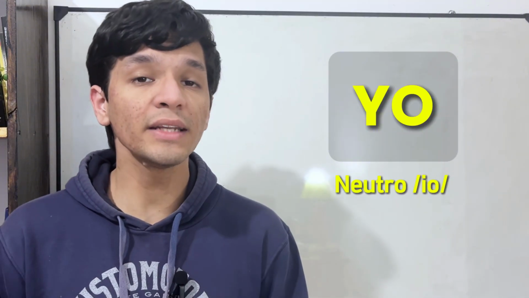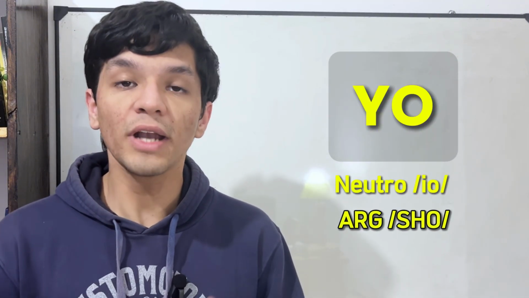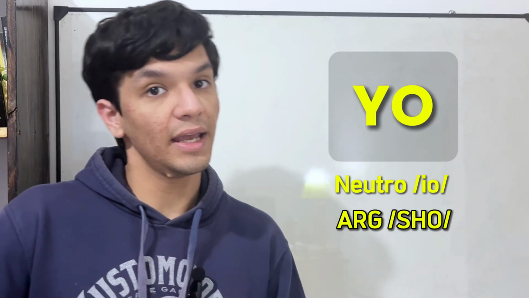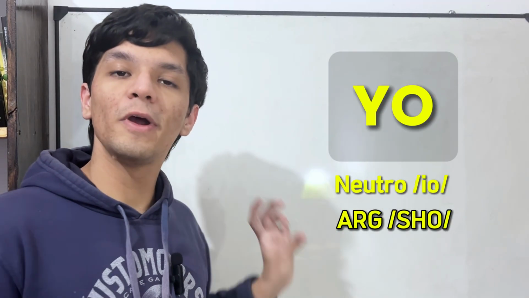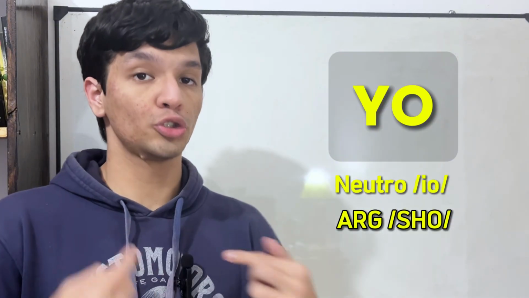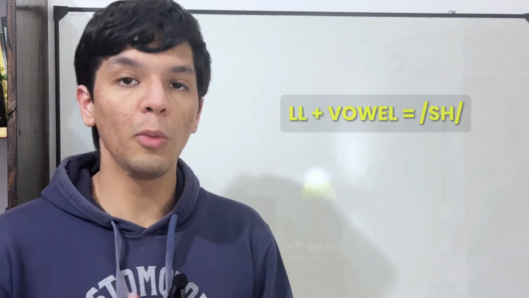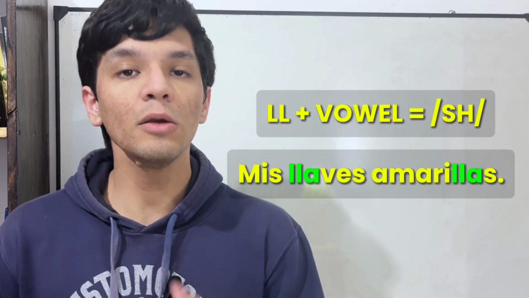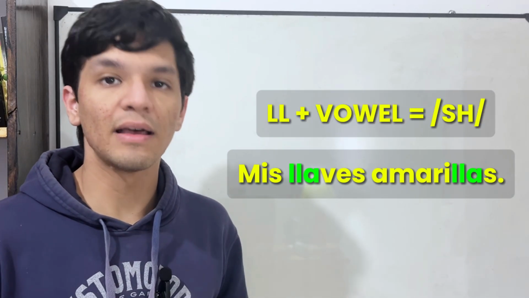Yo. But in Argentina, Y plus a vowel is pronounced as sho, as in she in English, right? She. So we say Y and O would sound as sho. Yo soy Nicolás. The same with a double L plus a vowel. For example, let's say I would like to say my yellow keys. It would be mis llaves amarillas.